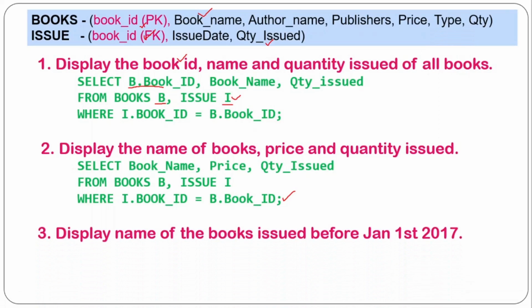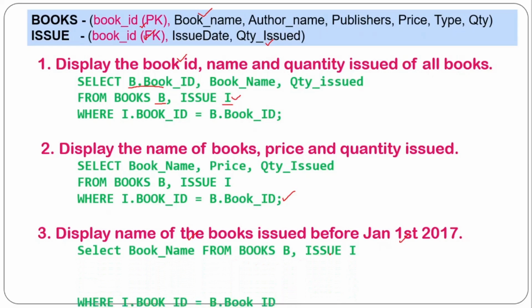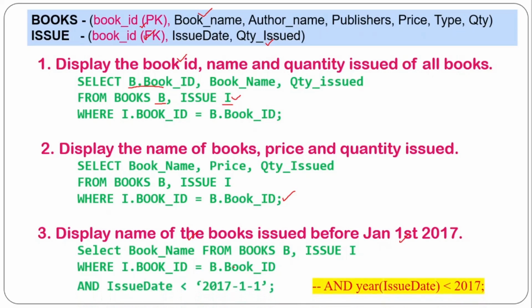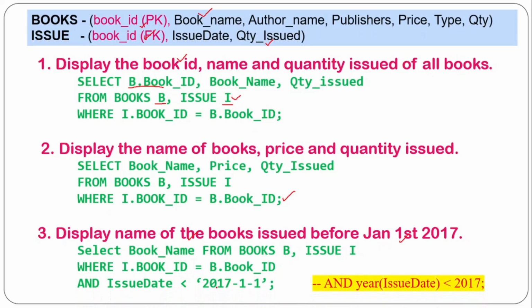Next question is to display the name of books issued before January 1st, 2017. I want to display the book name, which is in the first table, and the issue date is in the second table. I have to apply a condition on the second table and display the data from the first table. Here also I want to join. The query will be select book name from books B, issue I, where I.book ID equal B.book ID, and I am applying the condition issue date less than 2017-01-01.